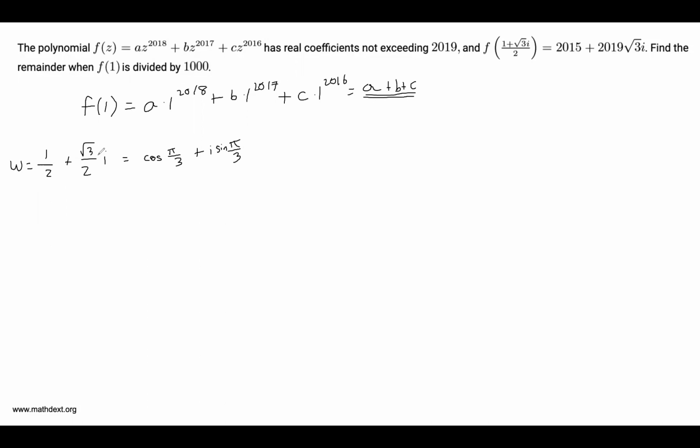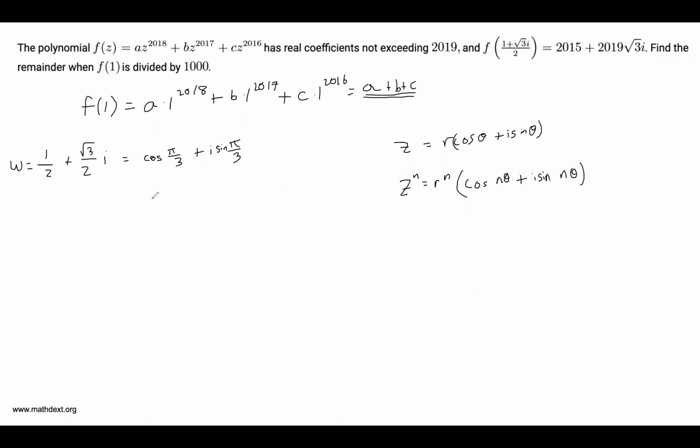Then we have de Moivre's theorem. It states that if we have a complex number, let's call it z, such that z is r times the quantity cosine theta plus i sine theta, we have z to the power of n is equal to r to the power of n times cosine of n theta plus i times sine of n theta.